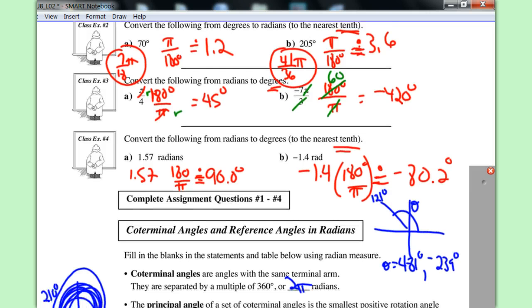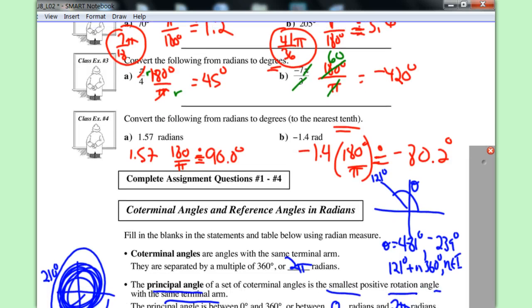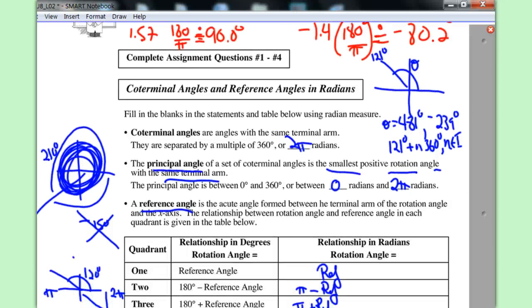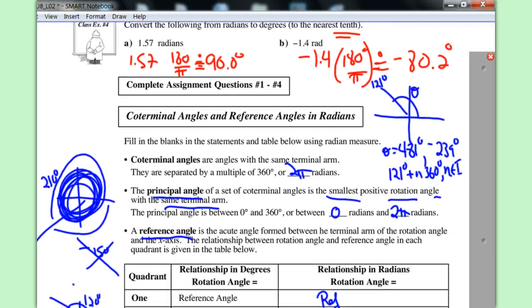But there's an infinite number as well, and we can write that by writing the principal angle, 121 degrees, plus n times 360 degrees, where n is an element of the integers. Those are all the family of coterminal angles that have a principal angle of 121, right? So coterminal angles in radians are separated by 2 pi. And like we talked about before, principal angle is between 0 and 360, or in this case, 0 and 2 pi. The reference angle is formed between the terminal arm and the x-axis, just like it was before.